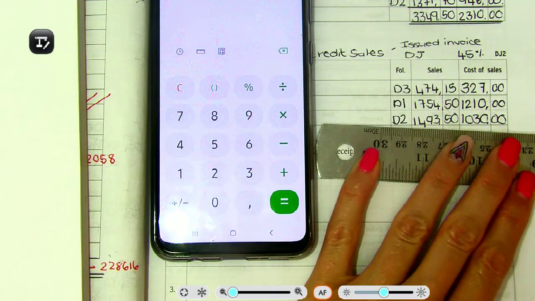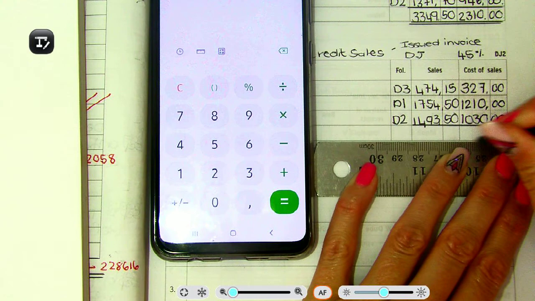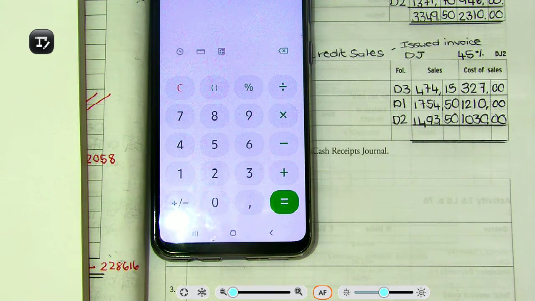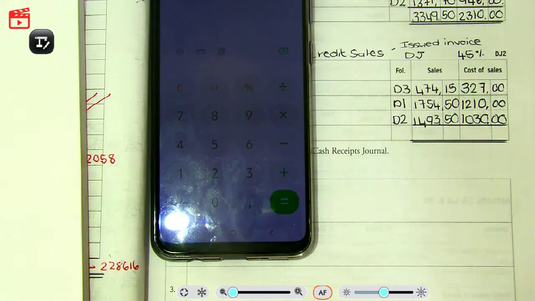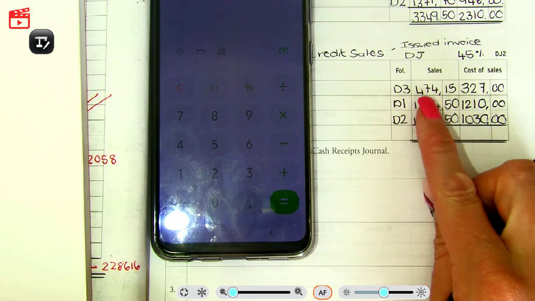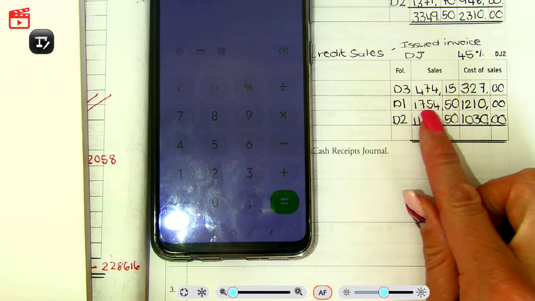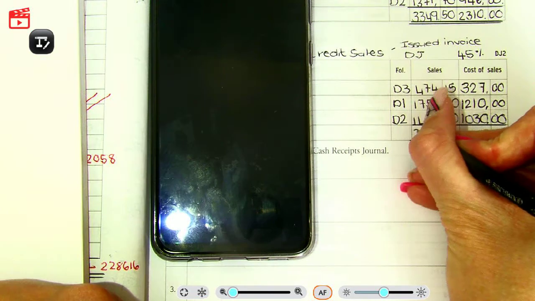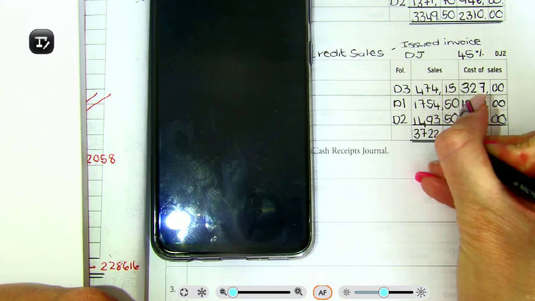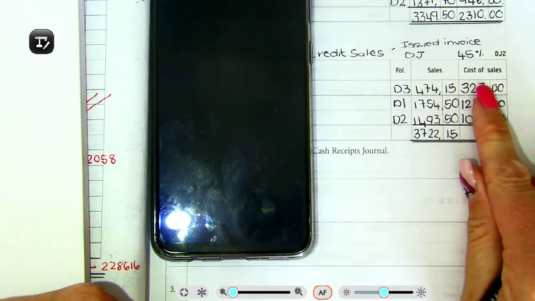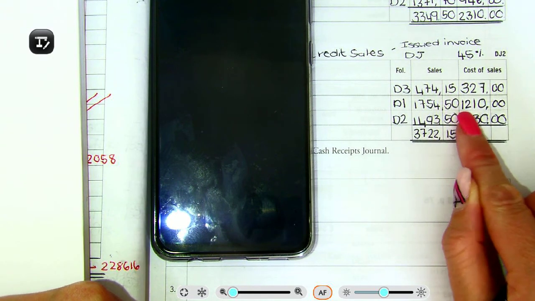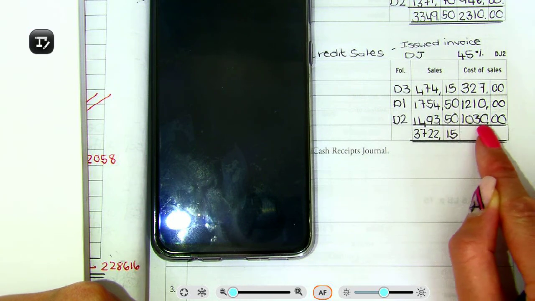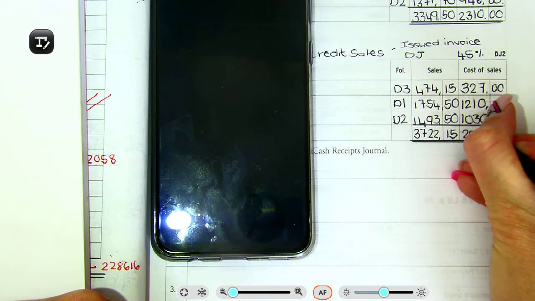Okay, then we draw a single line at the top, double line at the bottom, and then we need to add up our totals. I'm just going to take it from my memo over here, to check that we've got all the correct amounts. 474.15 plus 1754.50 and so on should give us 3,722 Rand and 15 cents. And our cost of sales, 327 plus 1210 plus 1030, should give me 2567.00.